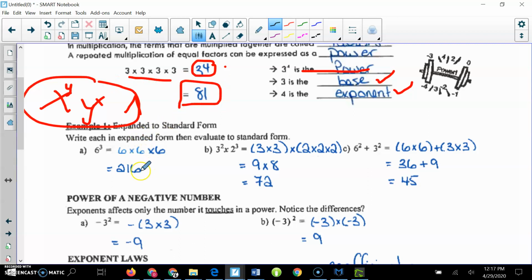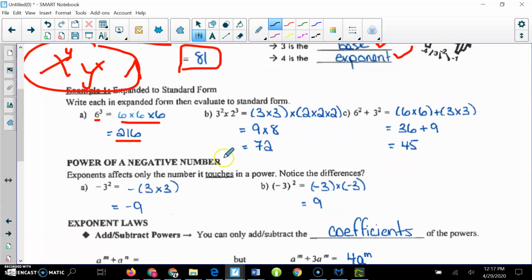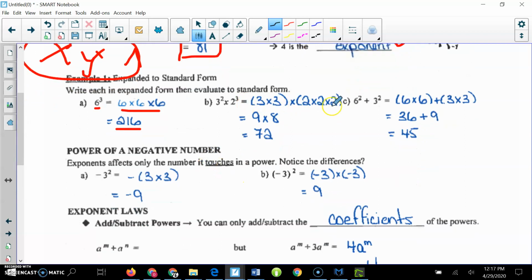So you can practice that. Pause the video, try that. If not, what you can do is expand and say 6 cubed is 6 times 6 times 6, and throw that in a calculator and get your answer that way. So you always have your calculator. We'll talk about the powers in a second. We'll get back to this after.